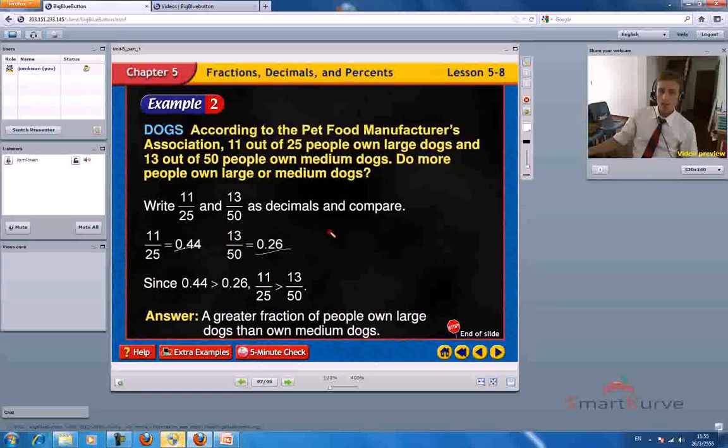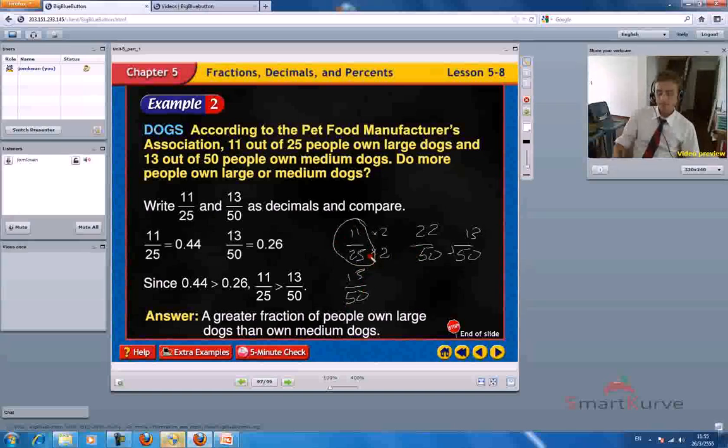According to the Pet Food Manufacturers Association, 11 out of 25 people own large dogs, and 13 out of 50 people own medium dogs. Do more people own large or medium dogs? Well, 11 out of 25 and 13 out of 50. Write them as decimals. 11 out of 25 is 0.44. 13 out of 50 is 0.26. Since 0.44 is greater than 0.26, 11 out of 25 is greater than 13 out of 50. A greater fraction of people own large dogs than medium dogs.